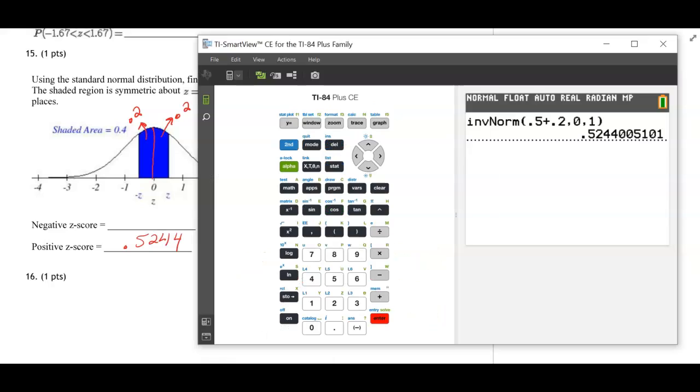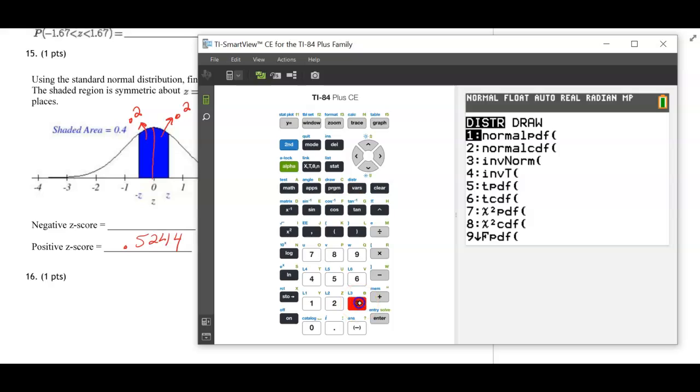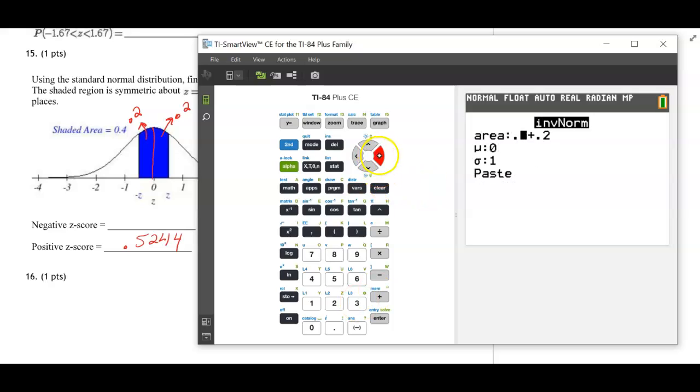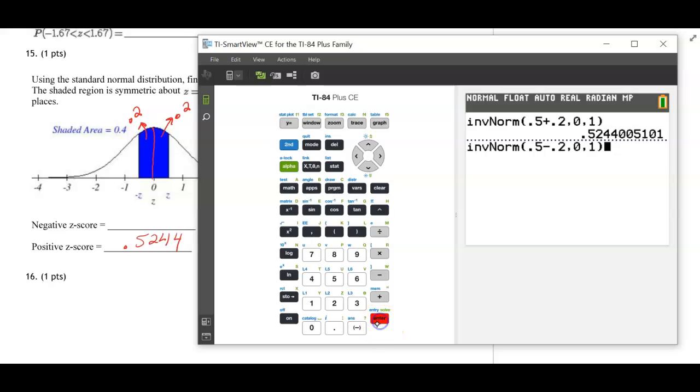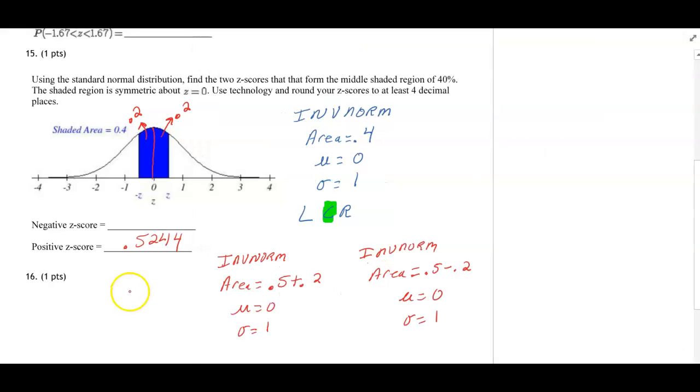And then you redo that for the negative value, inverse norm, and I'm going to say 0.5 minus 0.2, go down to paste. And you actually don't need to do the negative one, because of symmetry. Once you get one answer, you probably will realize they are symmetric. People with the left, center, right, you get the answer right away.